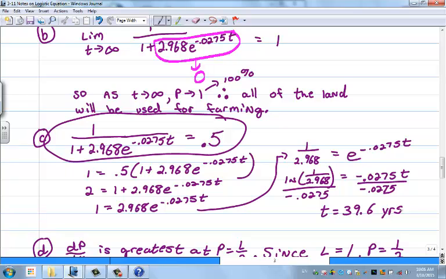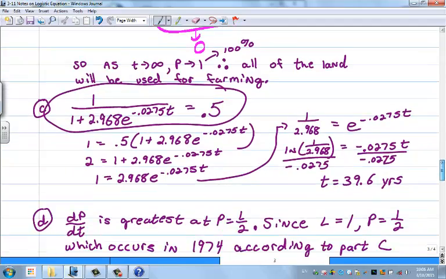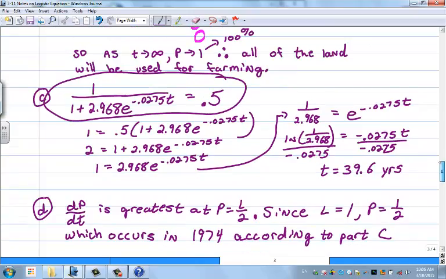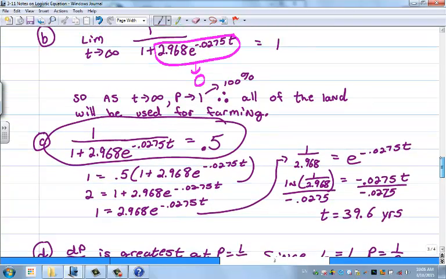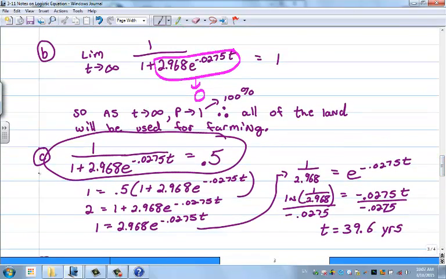So half of the land will be used after 39.6 years. Now, what does that mean? Well, what was L equal to? Well, the limit of our function, remember, in part B, we took the limit of our function, right? We found it to be 1. L is equal to 1 here. That's the same thing. Taking the limit of the function is the same thing as pulling that L out of the derivative of the function, right? So both will work.